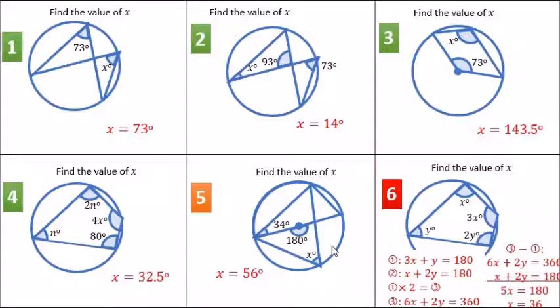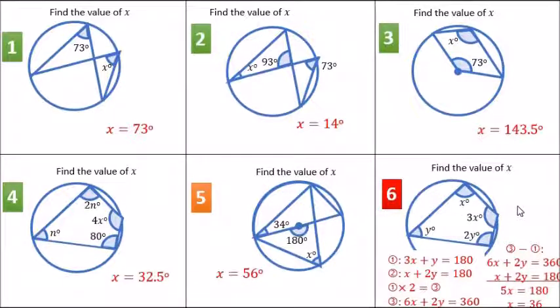For question 5, we have to recognise that this x is in the same segment as this angle up here, and we also have to recognise that this 180 degrees is the angle at the centre. So this angle up here is 90 degrees because this makes a semicircle. So 34 plus 90 plus x from our angles in the same segment would equal 180. So x will have to equal 56 degrees.